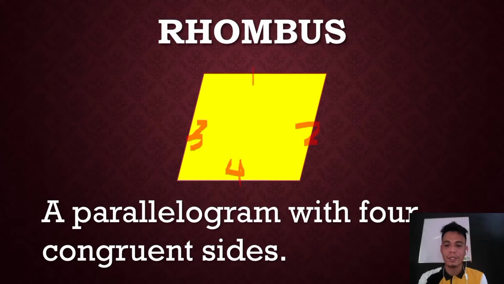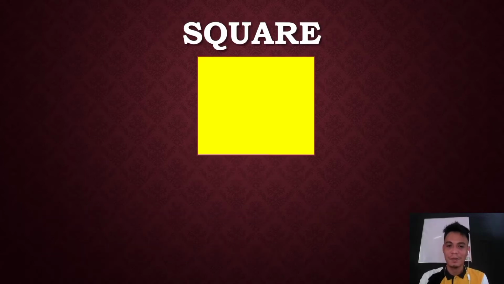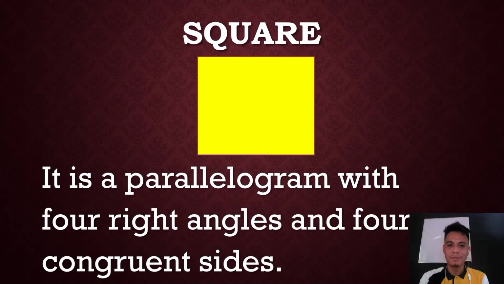Pag sinabing congruent, they have the same measure. Okay? Meron siyang 4 na congruent sides which means 4 na magkakaparehong sukat. Okay? Pareho yung length. Pareho yung haba niya. Okay? Next one is the square. So what is a square? A square is a parallelogram with 4 right angles and 4 congruent sides.